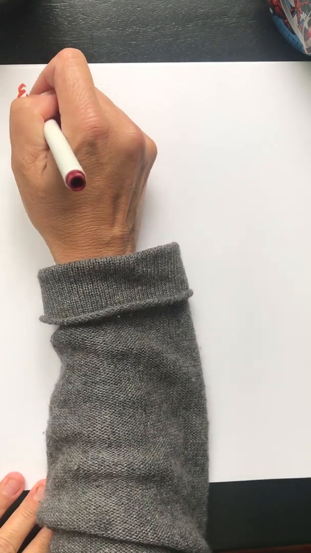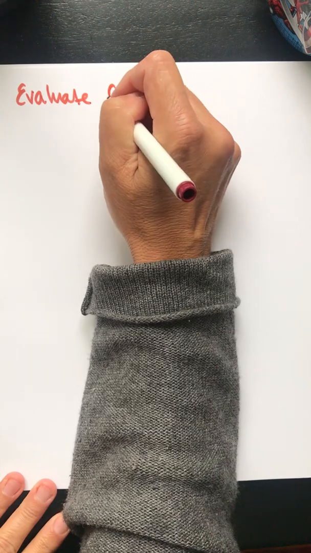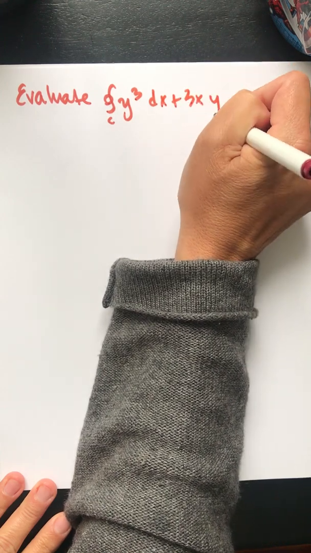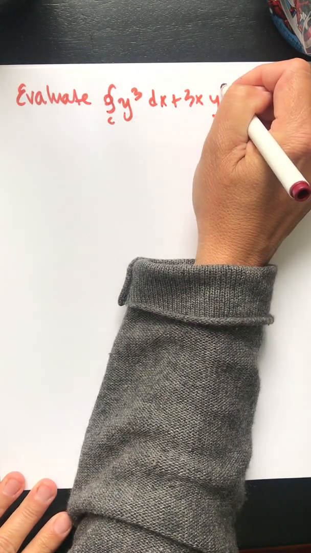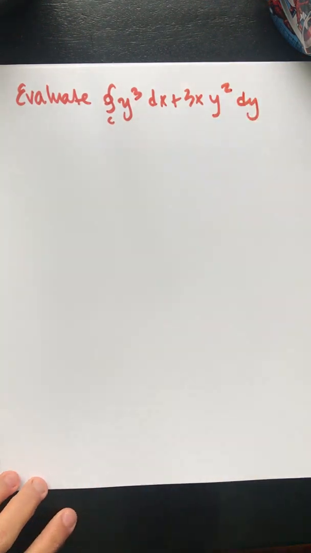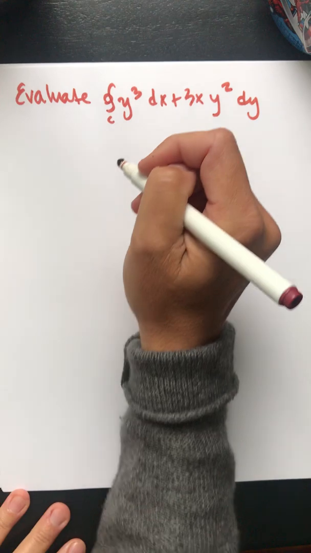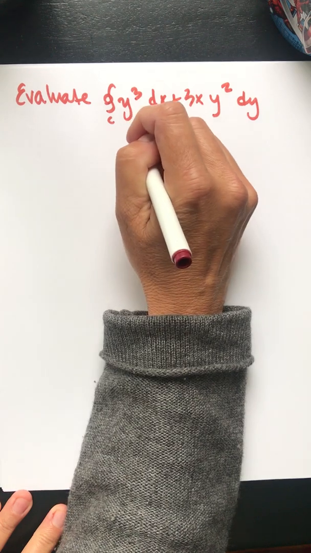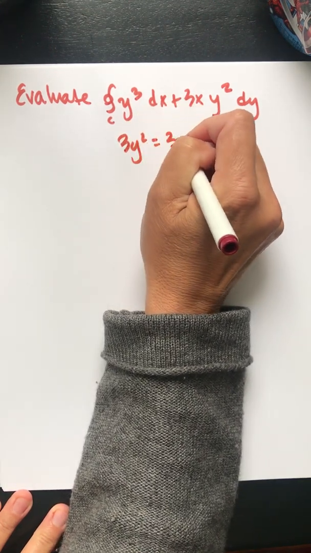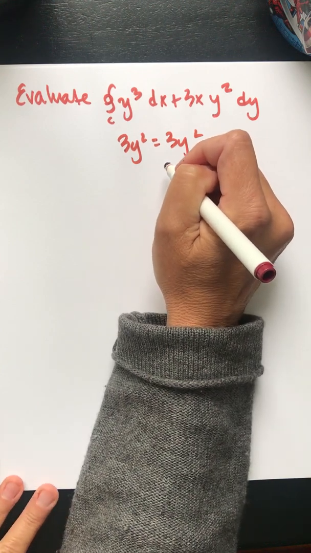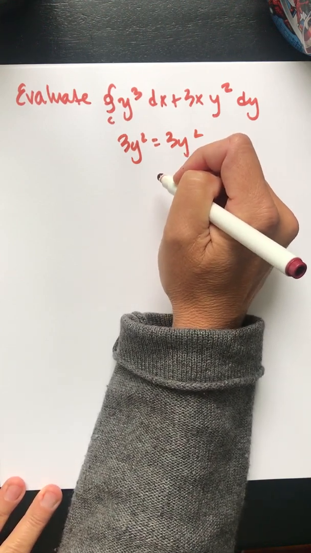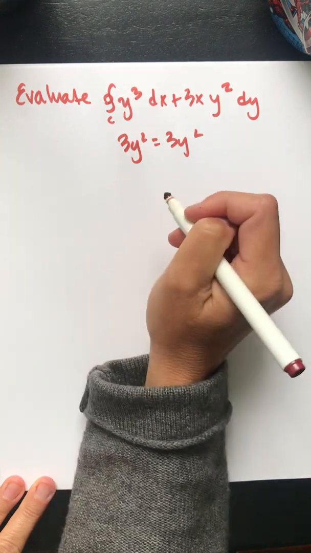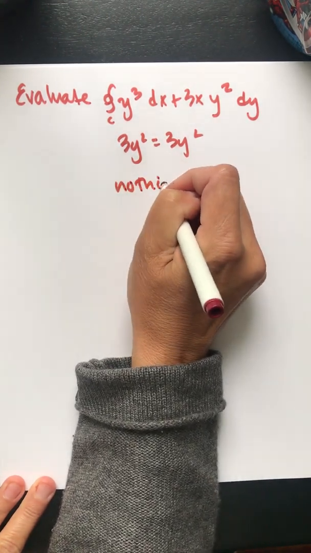So if I want to evaluate y cubed dx plus 3xy squared dy, and let's do this along the unit circle. Well, I can see that my partial derivative with respect to x is 3y squared. My partial with respect to y is 3y squared. Because this is a conservative field, the inside of my double integral is 0, so we don't even need to do any evaluating. So there's going to be nothing accumulated.